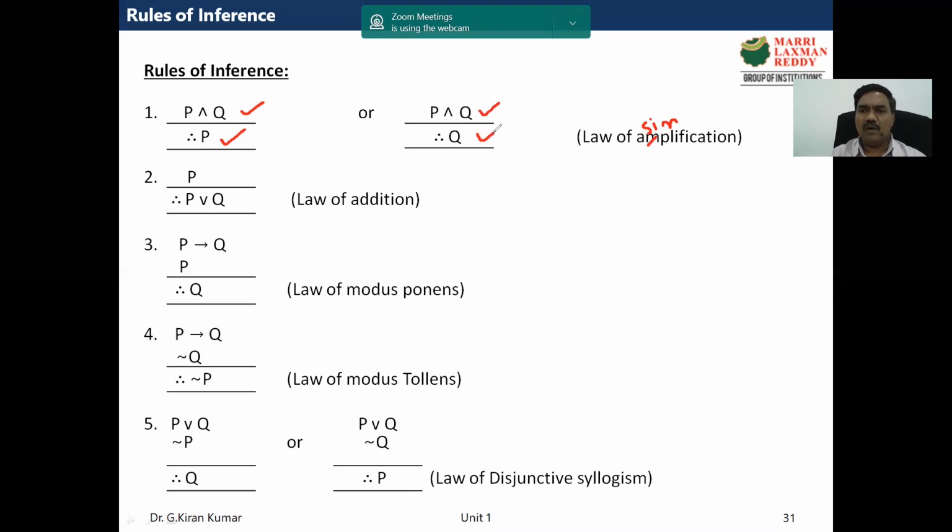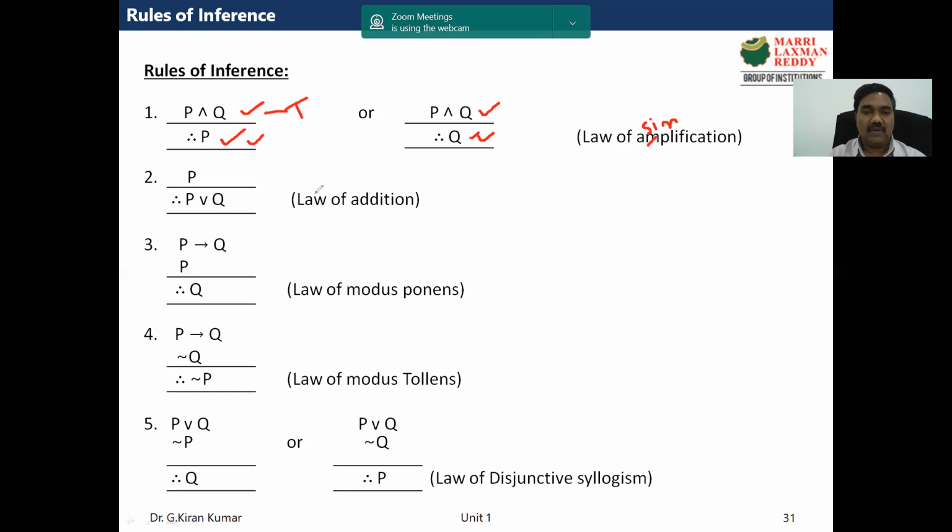How is it a valid inference? Let us analyze. P and Q is a premise means it is given to us as a true data point. So if P and Q is true, naturally P is true. Therefore, arguing P is a valid inference, right? Similarly, if P and Q is true, I can also argue Q is true, so Q is also a valid inference.